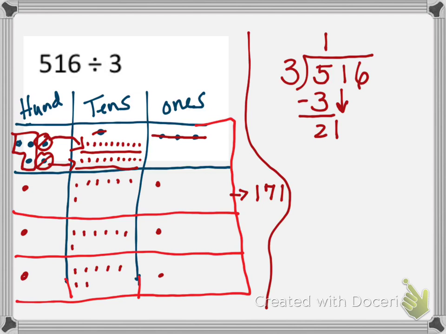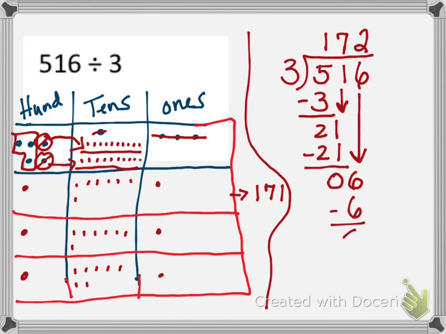Now we're going back to dear old dad, and he tells us to divide. 21 divided by 3 is 7. 7 times 3, Mom tells us to multiply, and we have 0. Now we've got to bring down, and it's 6. 3 goes into 6. How many times? 2. 2 times 3 is 6 with a 0 remainder. So 172.